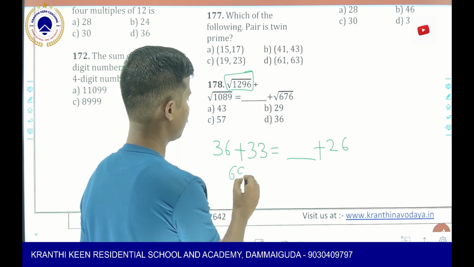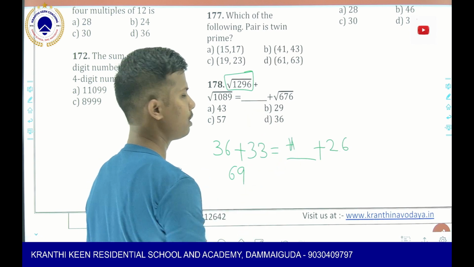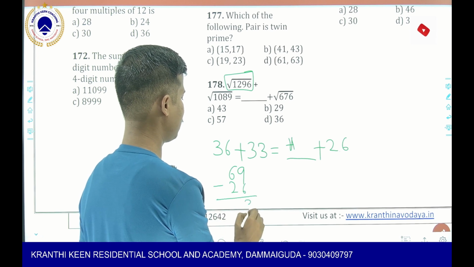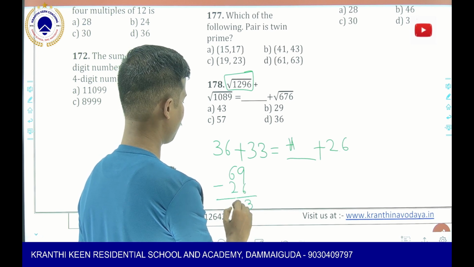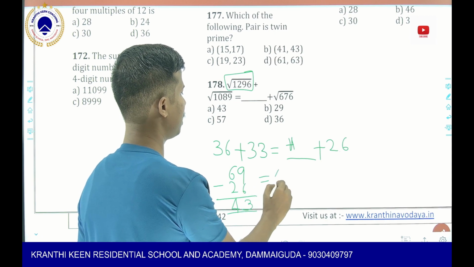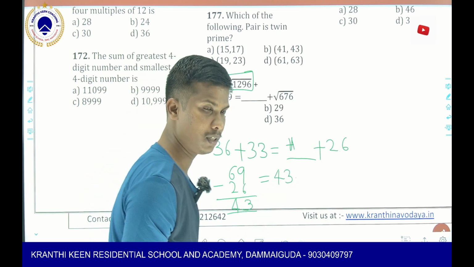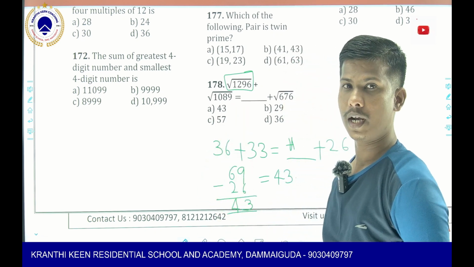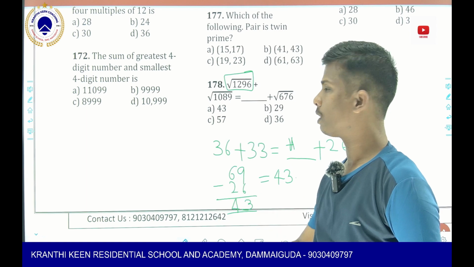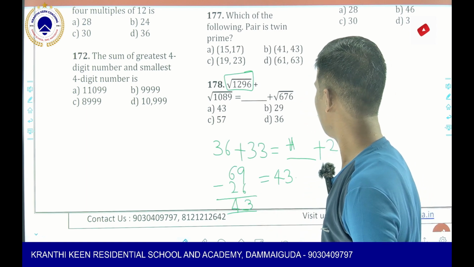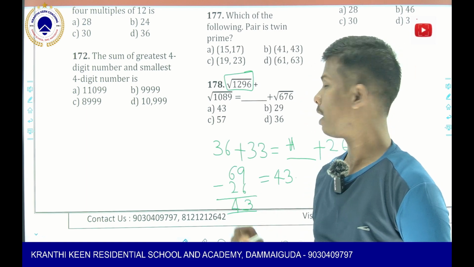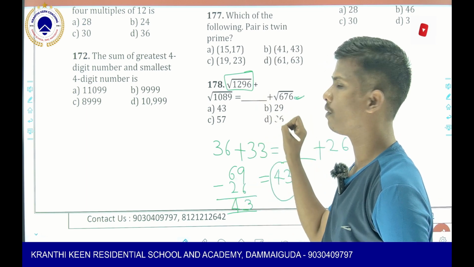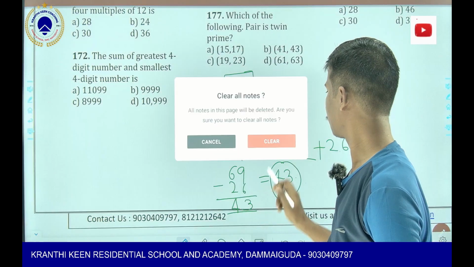36 plus 33, how much will you get? 69, no? And we don't know this number. We have to find this number, no? Transpose, it will become 69 minus 26, 43. What is the answer you will get? You will get 43. That means if you add the square root of 1296 to the square root of 1089, you will get the square root of 676 plus 43. That means both the values will be equal to each other.